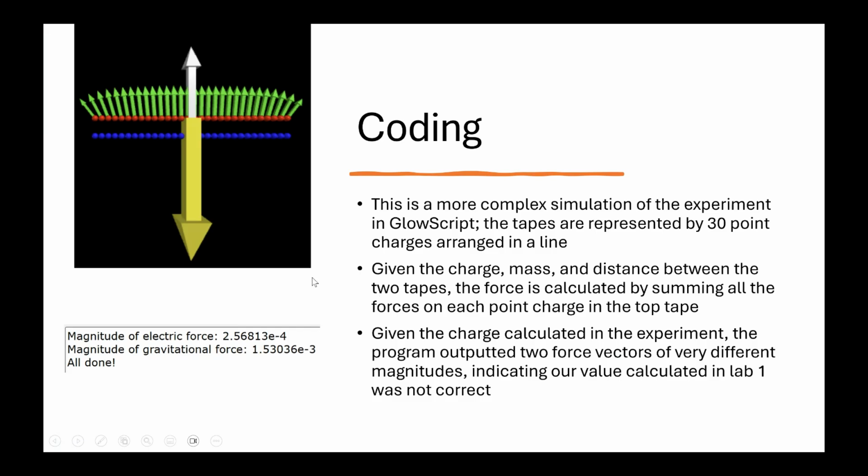In the more complex computational model, we simulated each piece of tape as a line of 30 point charges, and then, plugging in the mass, distance, and charge of each piece of tape, the program would calculate the force on the top piece of tape. Plugging in our charge calculated in Lab 1 resulted in two unequal force vectors. The gravitational force is much greater than the electrostatic force, indicating that our value in Lab 1 was not correct.